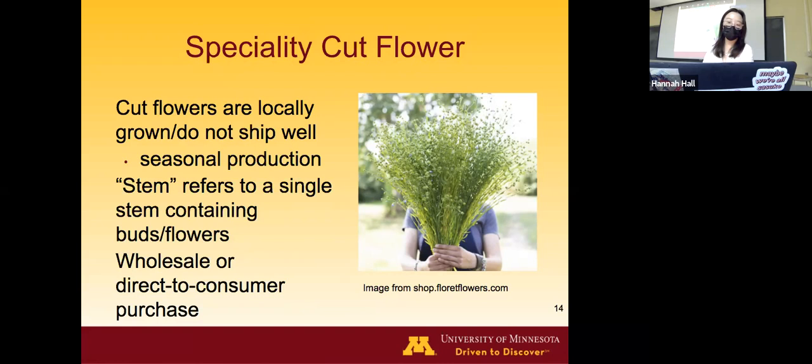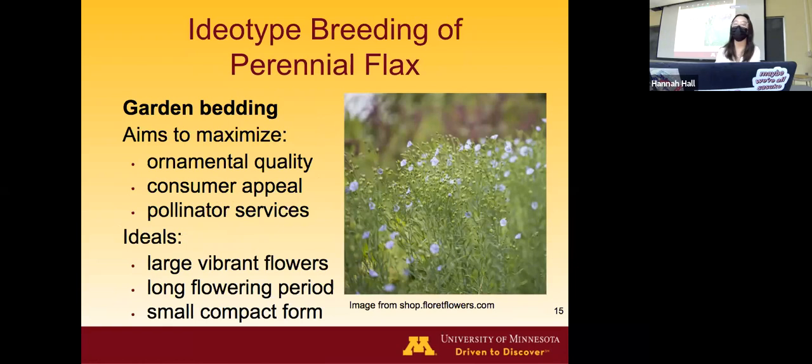For the garden bedding type, we aim to maximize the ornamental quality of flax and consumer appeal, and also provide pollinator services. Our ideals are large, vibrant flowers with a long flowering period and a small, compact form.